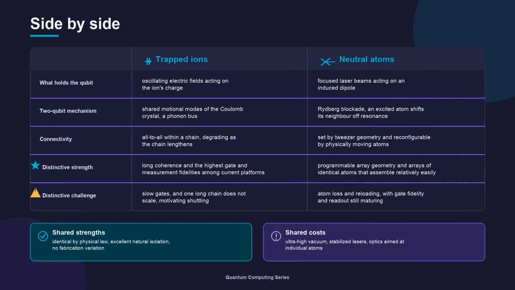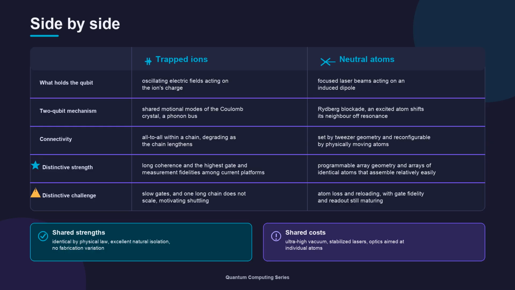Side by side, then, ions are held by oscillating electric fields, atoms by focused light. Ions entangle through shared motion, atoms through the Rydberg blockade. Ion connectivity is all-to-all within a chain and degrades as the chain grows. Atom connectivity is set by the tweezer pattern and can be reconfigured by moving atoms. Ions lead on coherence and on gate and measurement fidelity. Atoms lead on programmable geometry.